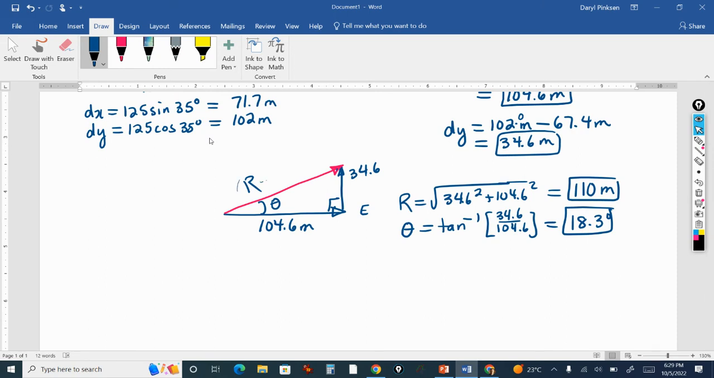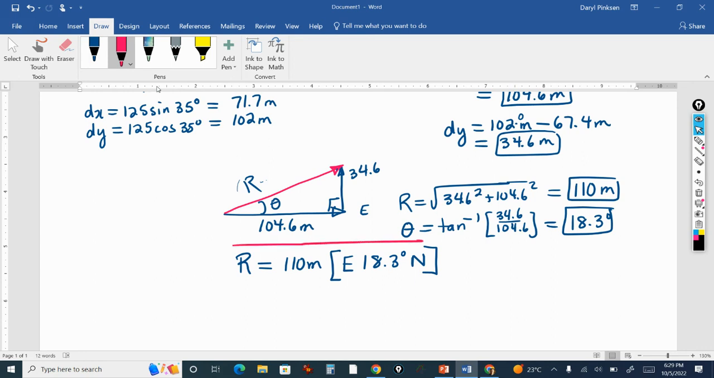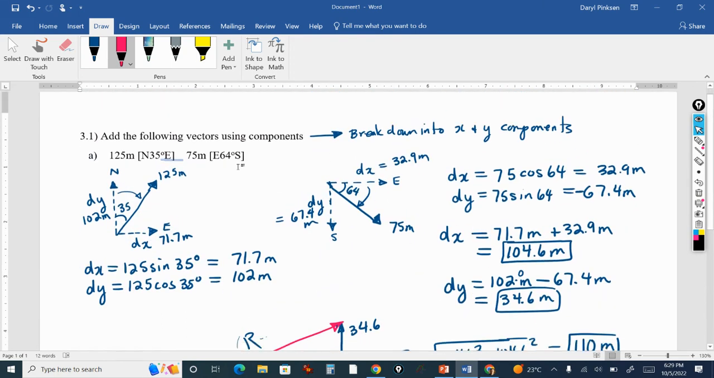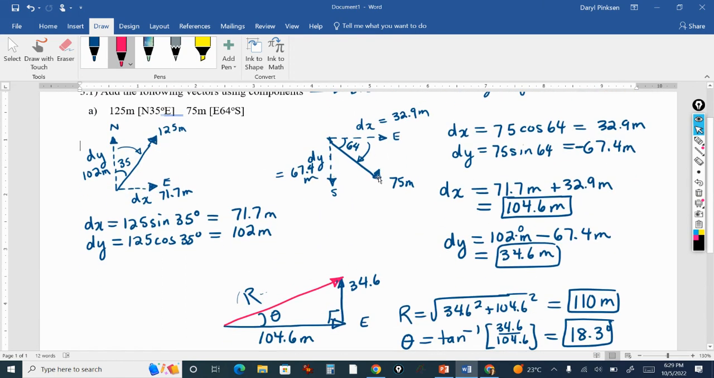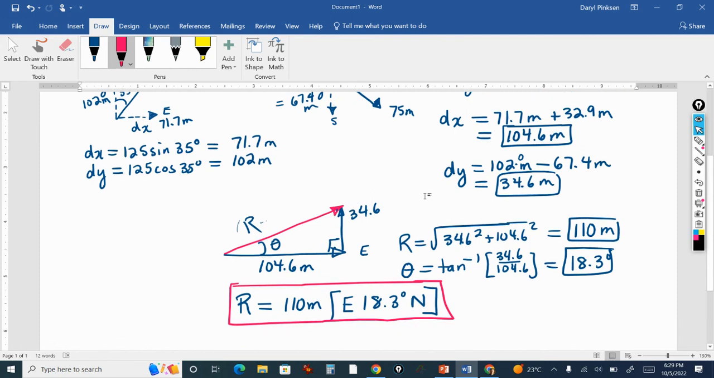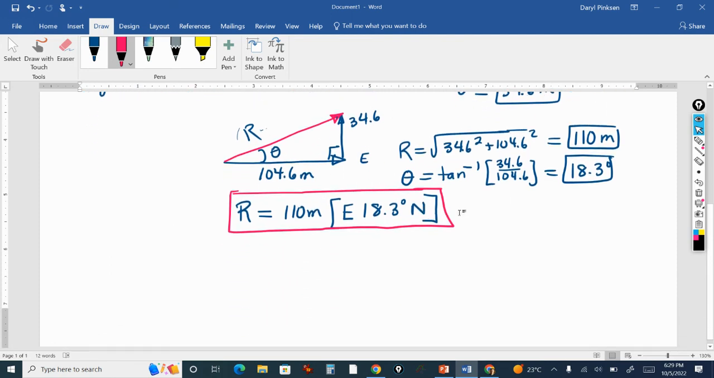And then to properly write this vector down in proper notation, the resultant vector, that's what the R stands for here, is a resultant displacement. It's going to be 110 meters, and then we would orient ourselves east. You would point yourself east first, and then you're going to rotate 18.3 degrees in the northern direction. So that is the overall displacement from those two vectors. If you look at that movement and that movement, we end up here, 18.3 degrees north of the eastern orientation, 110 meters.